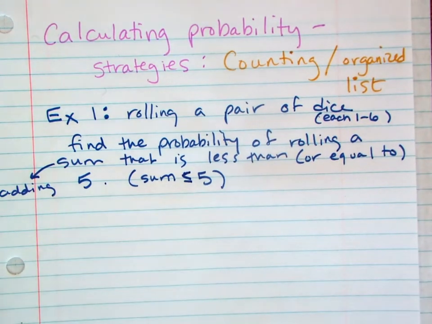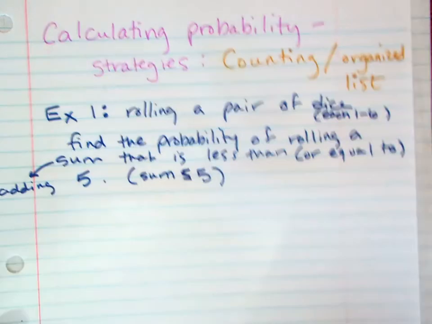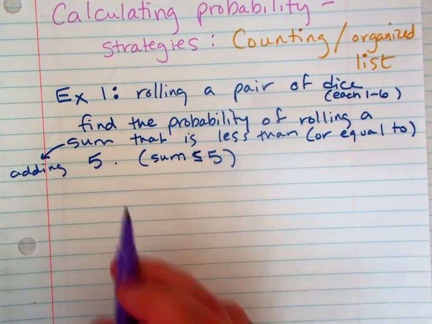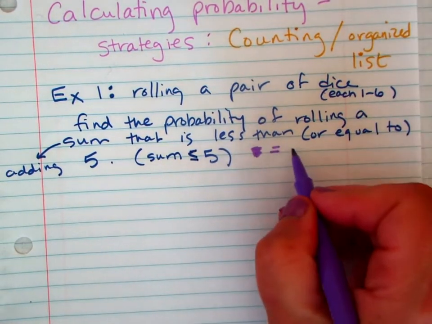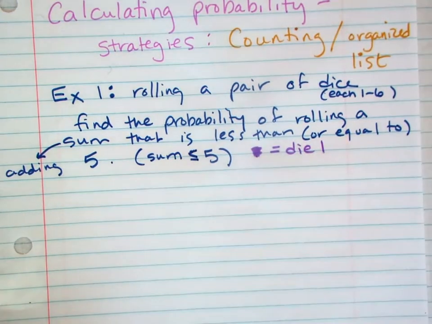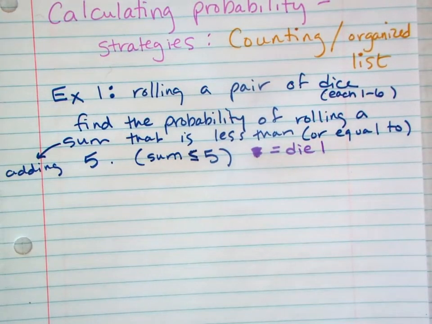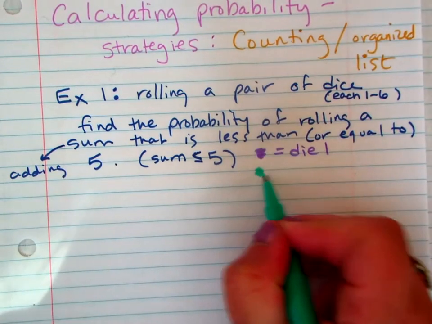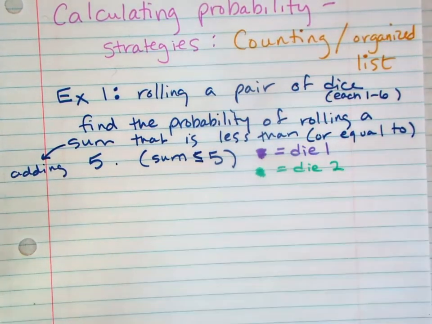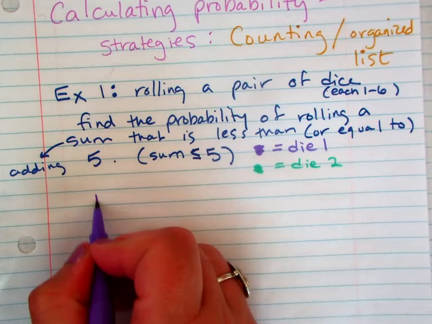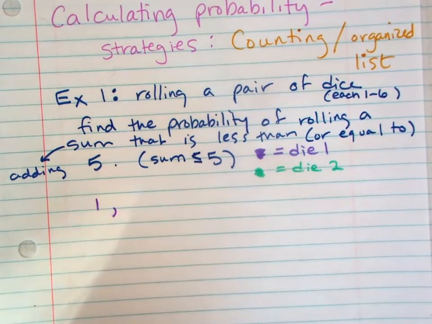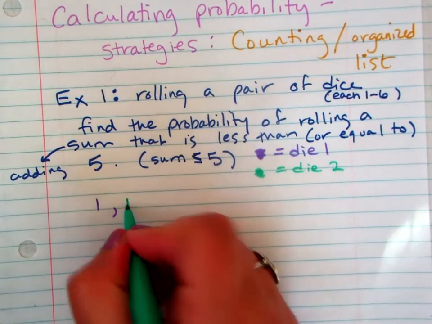So our strategy is going to be to make an organized list. And I'm just going to indicate that I'm looking at 2 different dice, so I'm going to use 2 different colors. This purple one will be die 1, what I roll on die 1. And this green color will be what I roll on die 2. Okay, so what I'm just going to do is organize what I could do. So one thing I could do is roll a 1 on die 1, and then I could also roll a 1 on die 2.